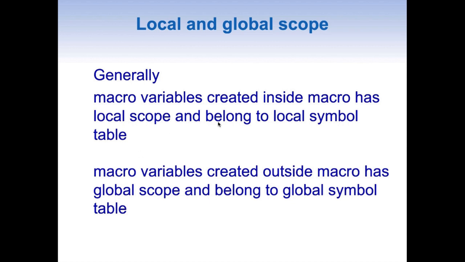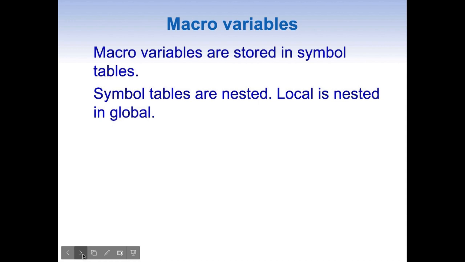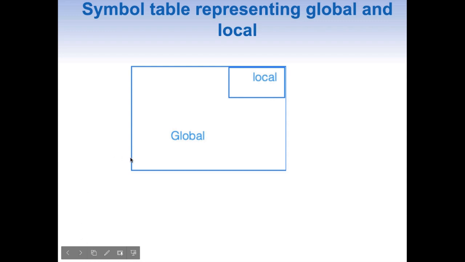Macro variables created inside a macro have local scope and they belong to the local symbol table. And macro variables created outside a macro have global scope and belong to the global symbol table. Macro variables are stored in symbol tables and these symbol tables are nested. Local is nested in global. Now we have covered enough of this theory. Now let us look into some description of this and some examples.